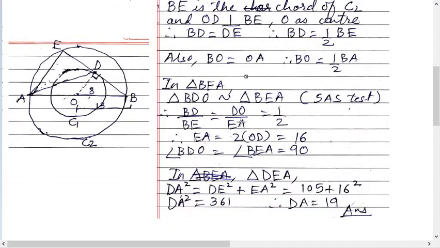But what we want is EA. EA equals then what? 2 into DO, right? So 2 into OD. OD we know is 8 because it's a radius. So you get EA as 16.